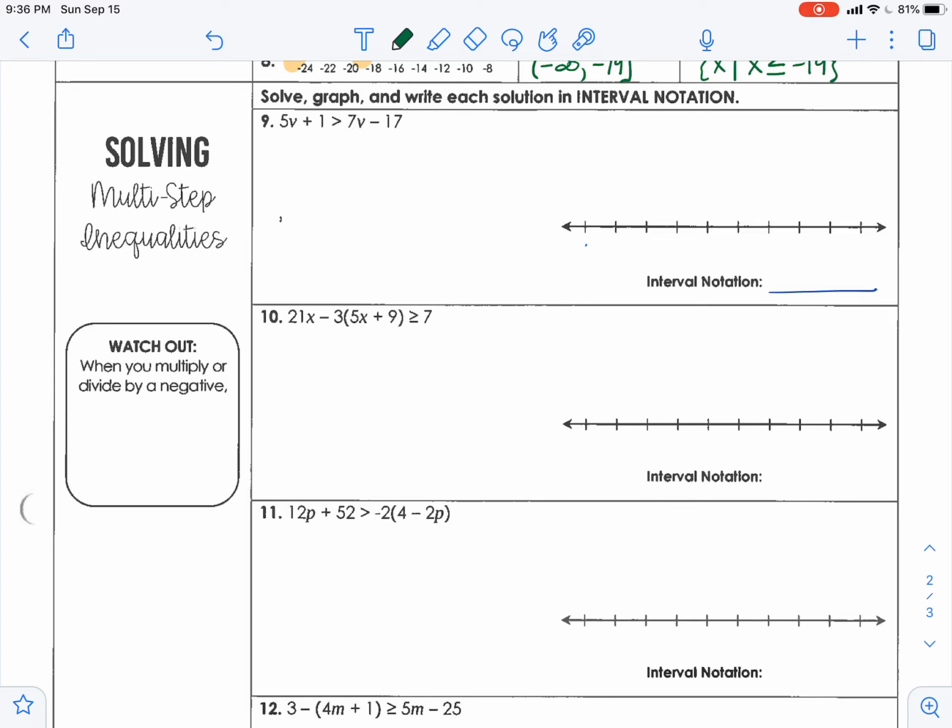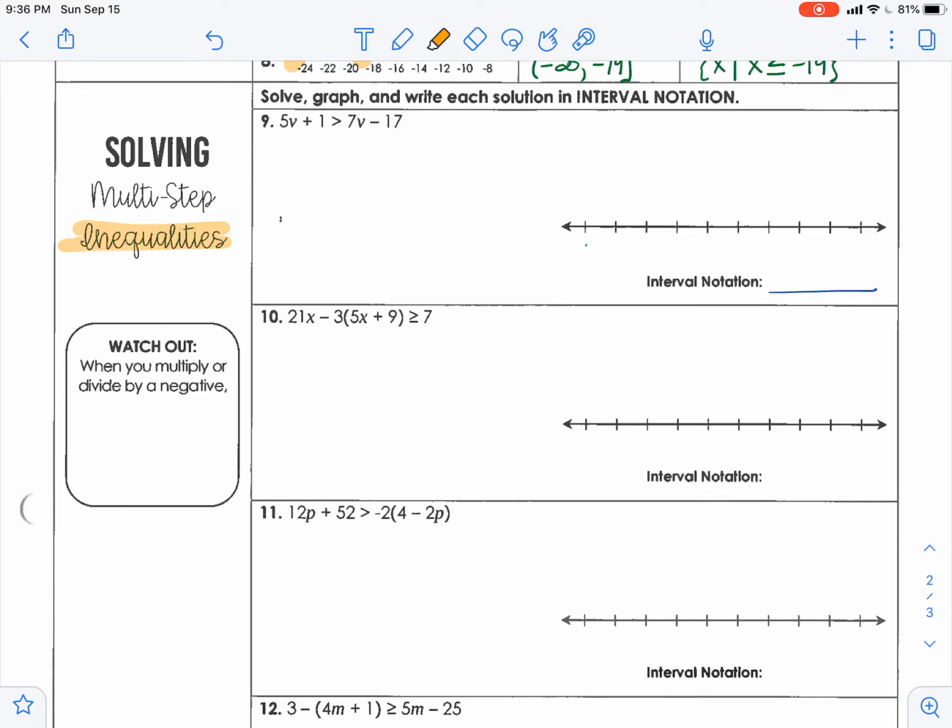Last time we talked about interval notation and set builder notation, and we looked at different graphs and put our answers in both notations. So we're going to add one more thing to this. This time you're actually going to solve and then graph. So remember, solving of inequalities is just like solving equalities.